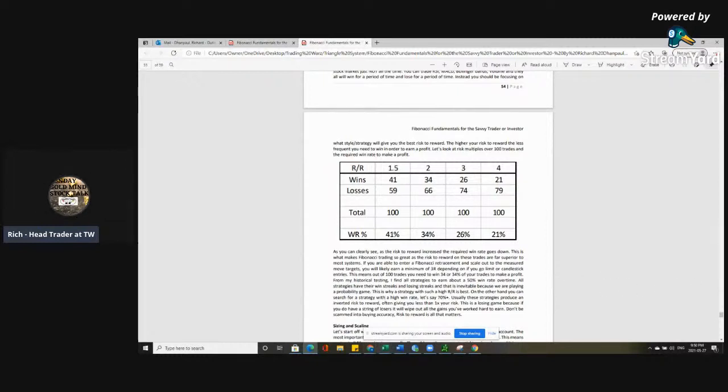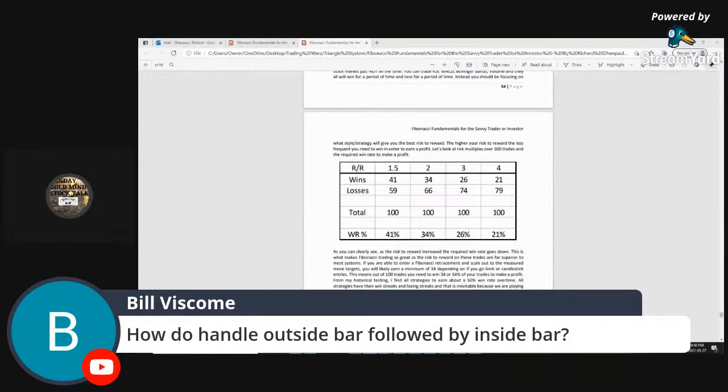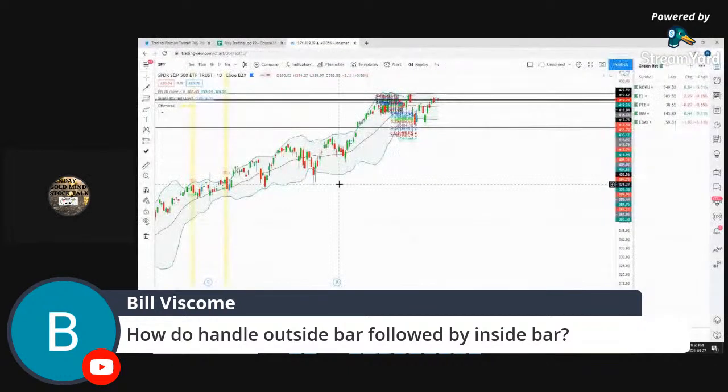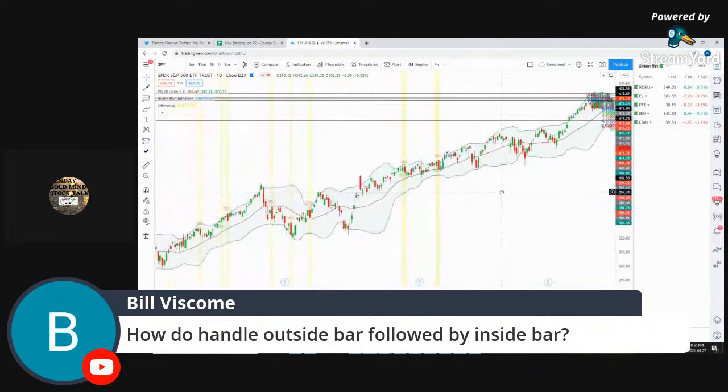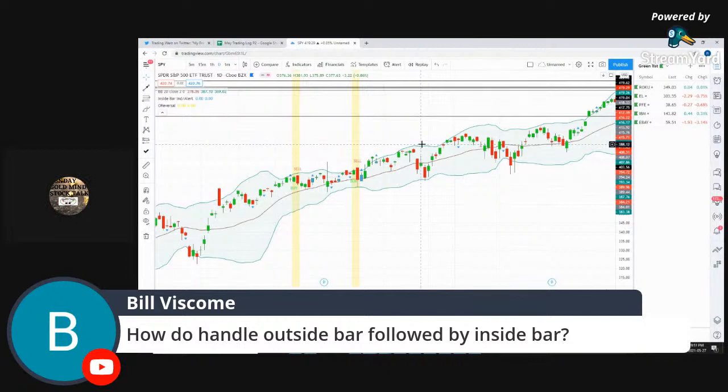So I think I saw a question. Hold on. How to handle an outside bar followed by an inside bar. Bill, like that is an awesome setup, right? So let's talk. Let me see, did we have one on SPY? Yeah, we did. So let's talk about the psychology of that. Whenever you take a trade, you need to ask yourself, who is trapped? Okay? That is it.